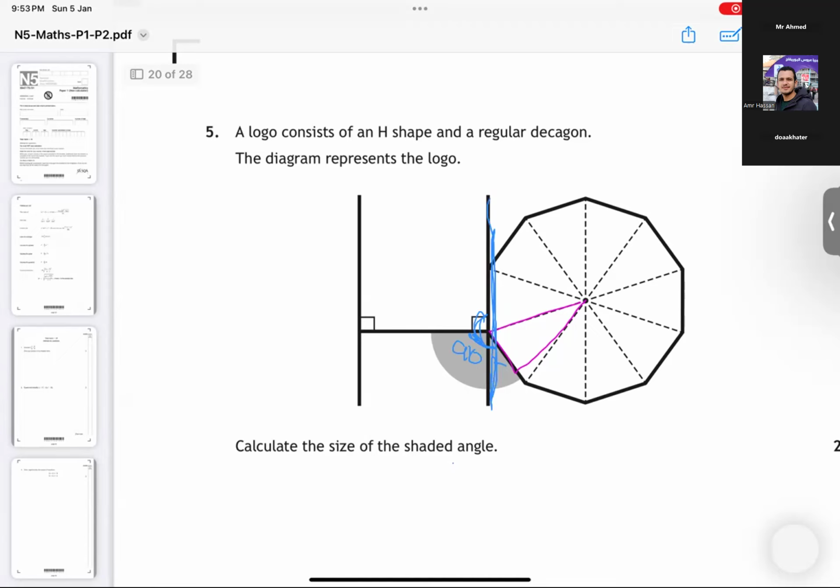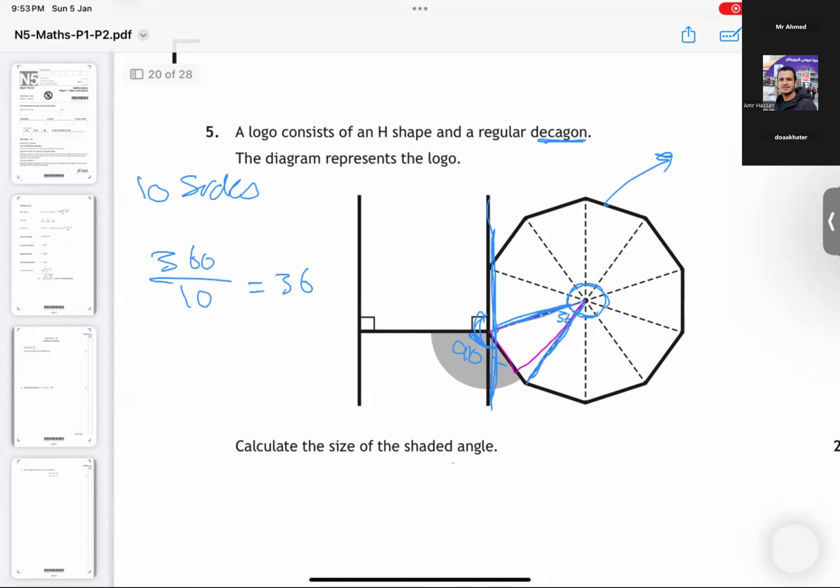This one is a regular decagon. Regular means that all sides are equal and all angles are equal, right? Decagon means that we have 10 sides. The sum of all angles equals 360, accumulative angles, right? If you want to get each one of them, it's going to be 360 divided by how many sides? We have 10, so 360 divided by 10 is going to be 36, right? We got something really interesting there.